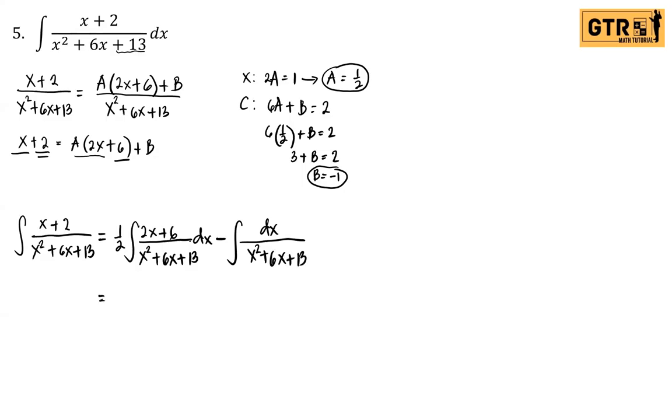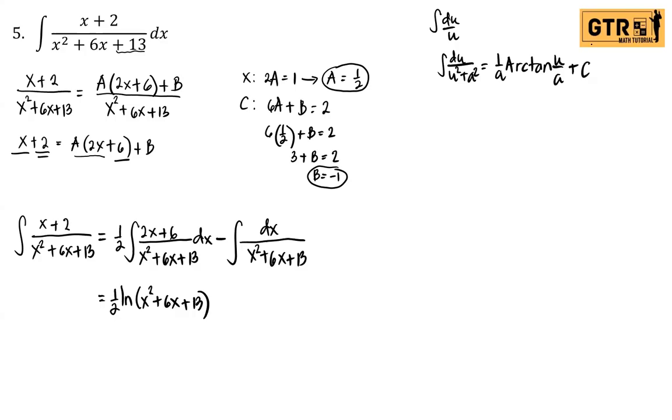So for the first part, this is in the form integral of du over u, because 2x plus 6 is the derivative of x squared plus 6x plus 13. So it is in the form du over u. Therefore, the answer to this is 1/2 ln of the denominator x squared plus 6x plus 13. Then for this part, we will use the formula integral of du over u squared plus a squared. The formula for that is 1 over a arctangent u over a plus c. So for case 3, these will always be the integrals that we're going to use: the integral of du over u, and then 1 over a arctangent u over a.